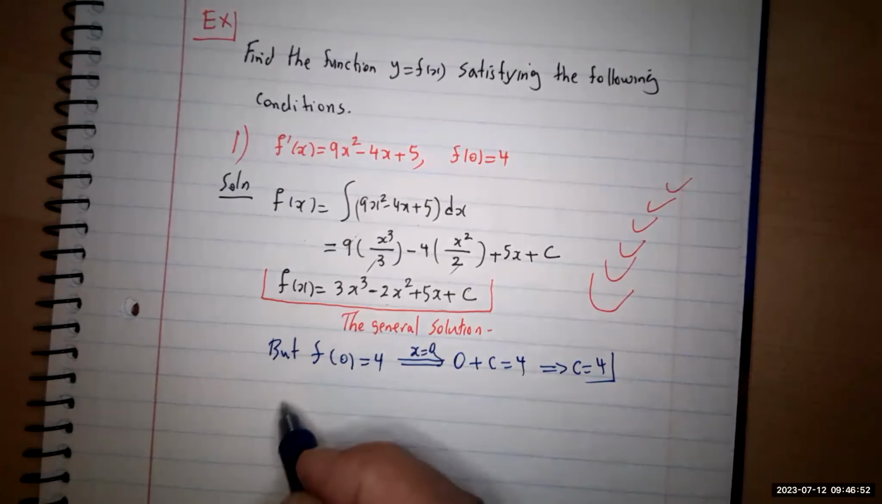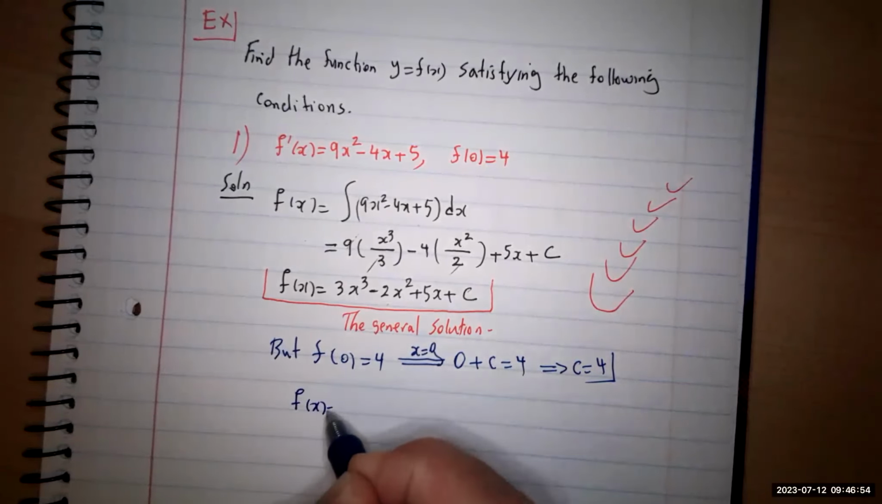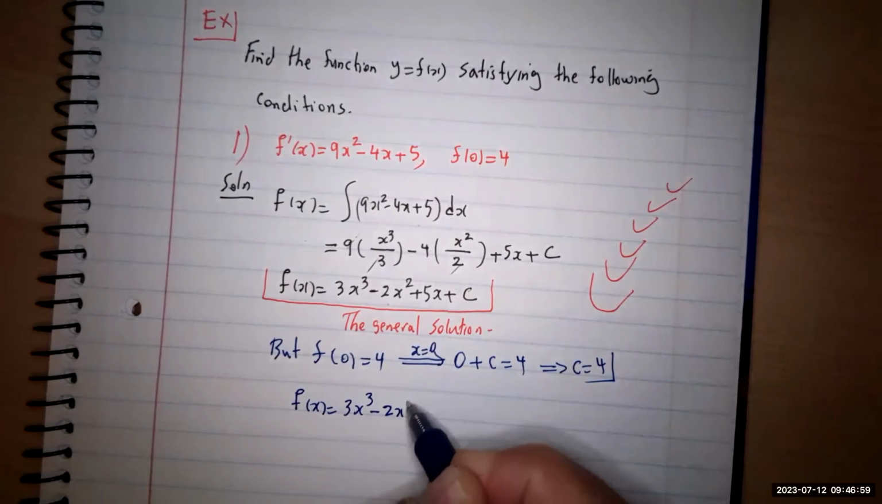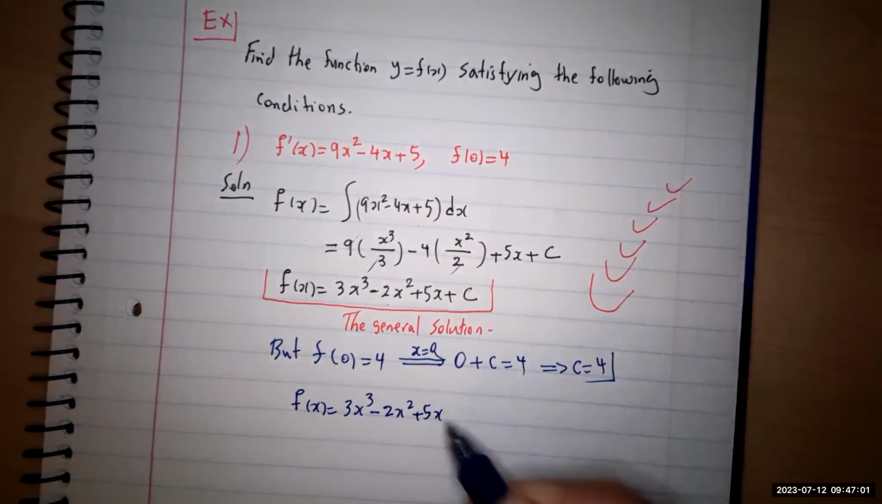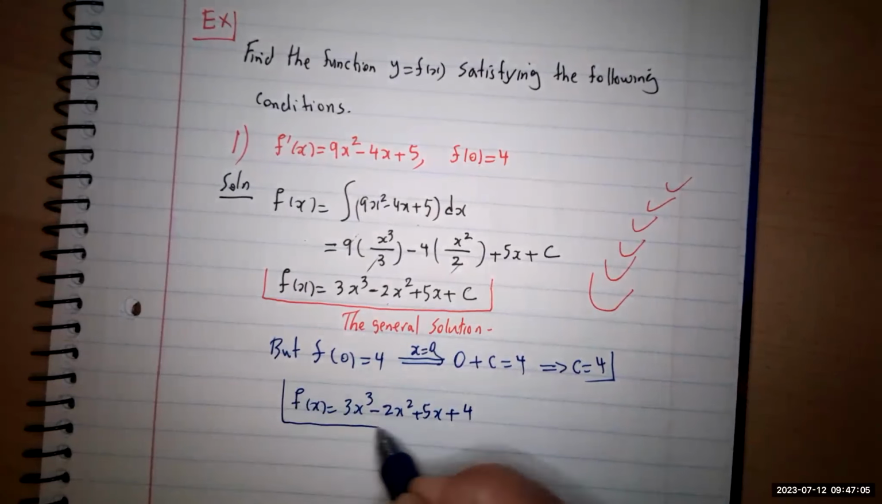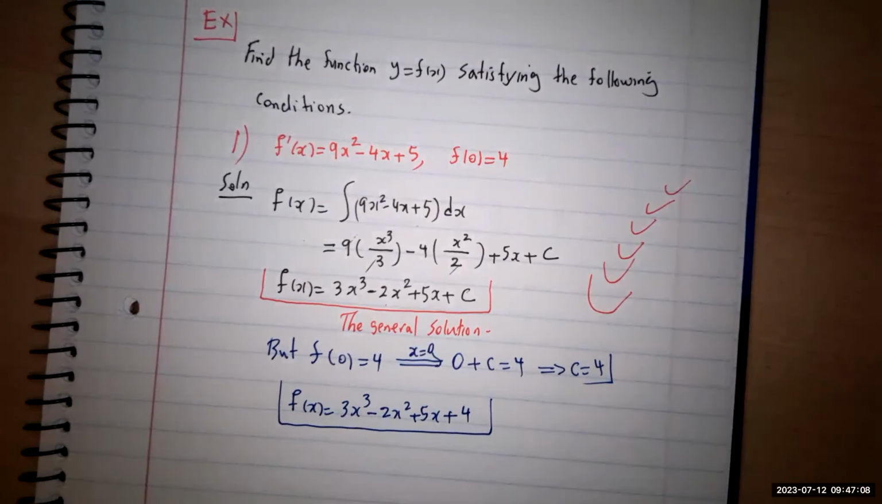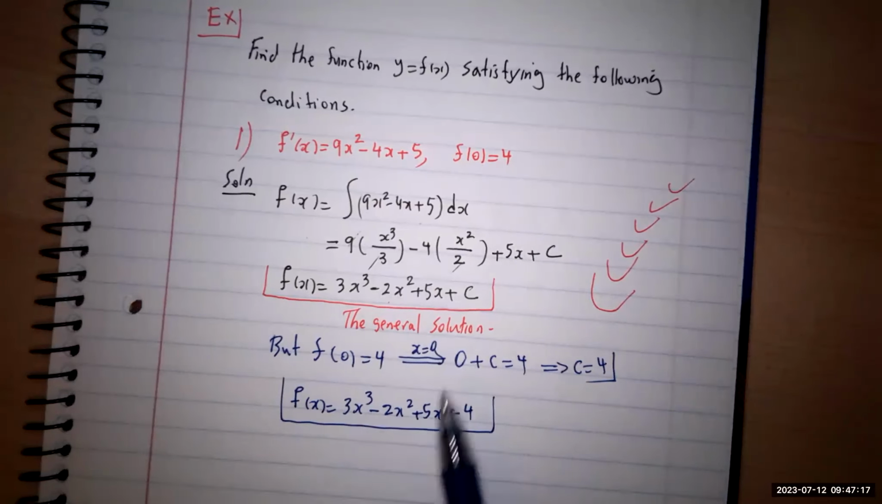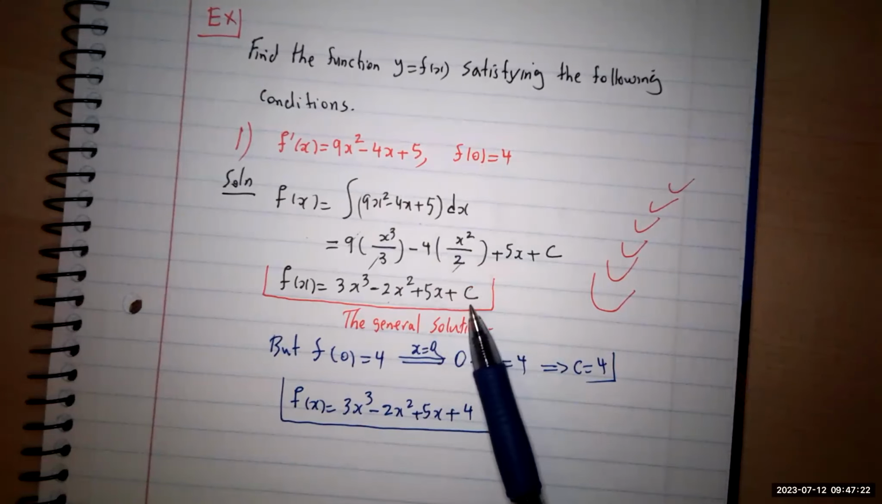So we go back and substitute for the c. So f of x equals 3x cubed minus 2x squared plus 5x plus c. C is equal to 4. And then you're done. Okay, so the difference is the c, because you have a so-called particular solution. If they give you an initial condition, they give you one solution. But otherwise, you can provide all the solutions that you're going to have.